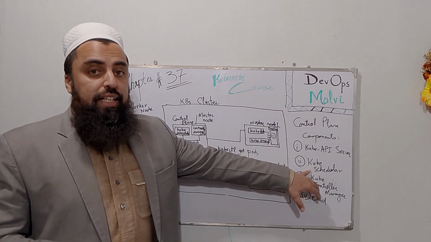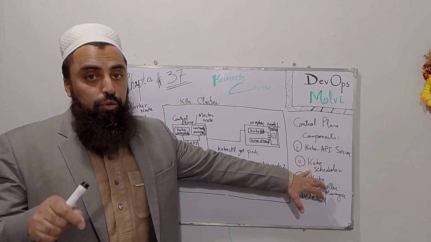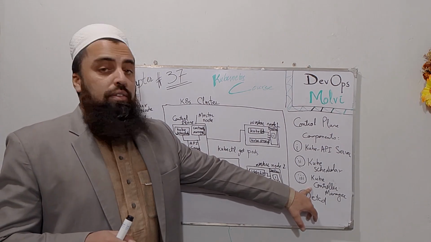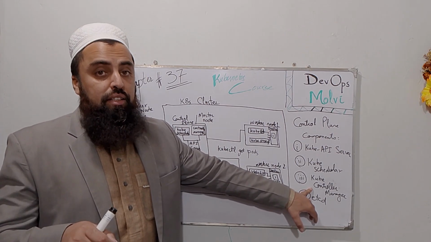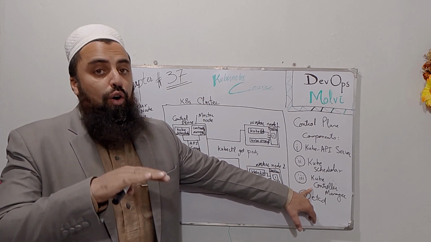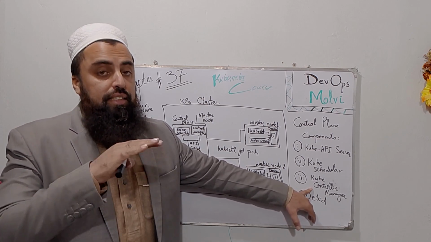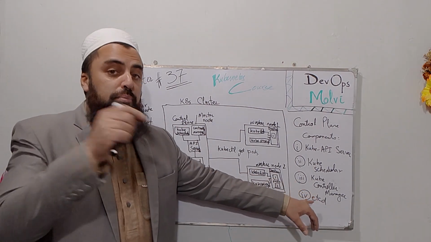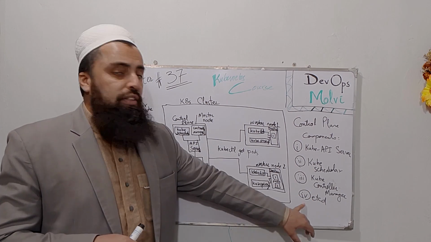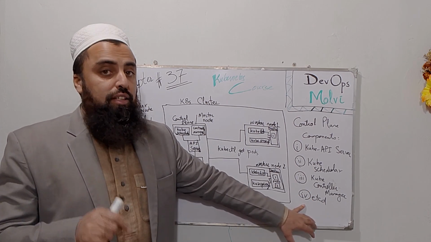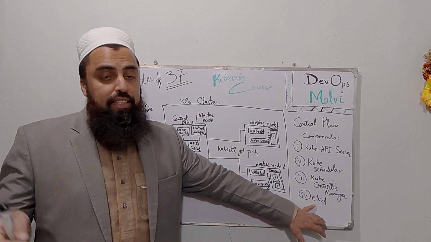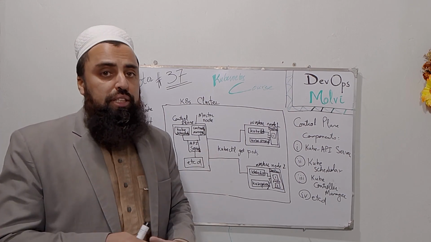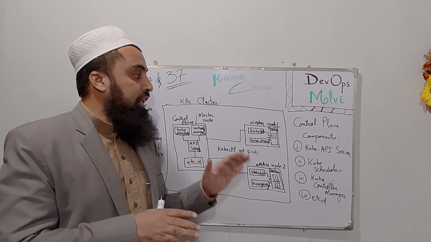The second component is Kube scheduler. It is used to schedule the pods on the worker nodes with the help of API server. The third component is Kube controller manager, which controls the state of the cluster. It monitors the state of the cluster with the help of API server and the controllers that are built in this Kube controller manager. And the fourth component of Kubernetes control plane is etcd, which is the database of our cluster, and it contains every information, every data of our Kubernetes cluster.